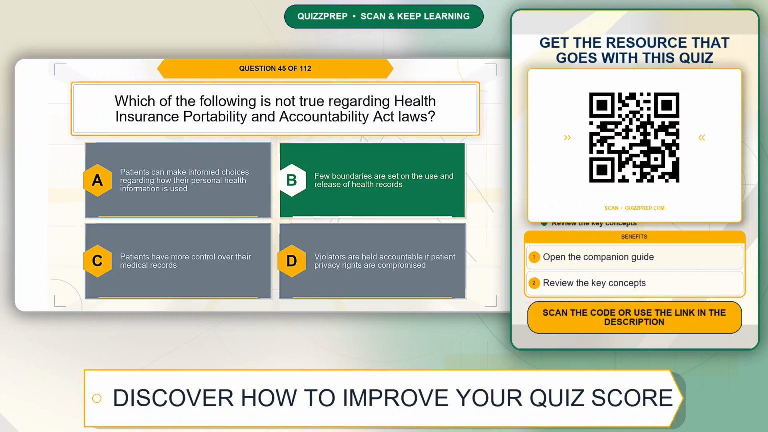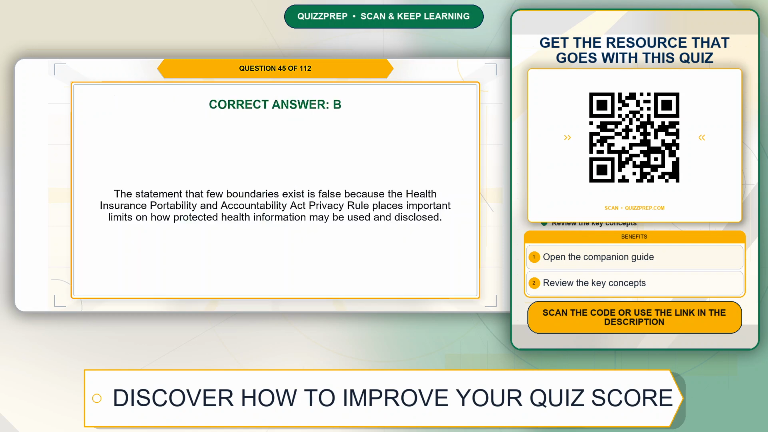The correct answer is option B. Few boundaries are set on the use and release of health records. Explanation. The statement that few boundaries exist is false because the Health Insurance Portability and Accountability Act privacy rule places important limits on how protected health information may be used and disclosed.